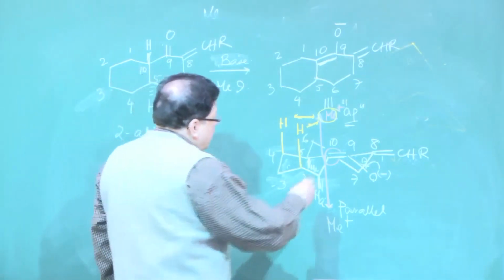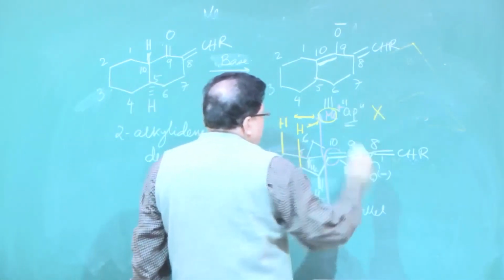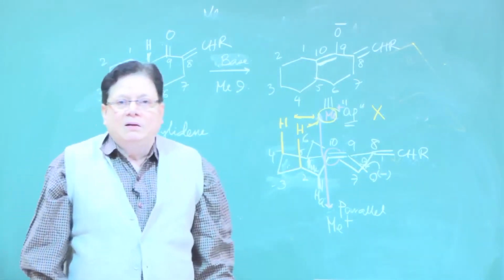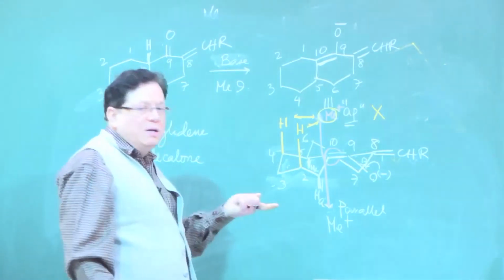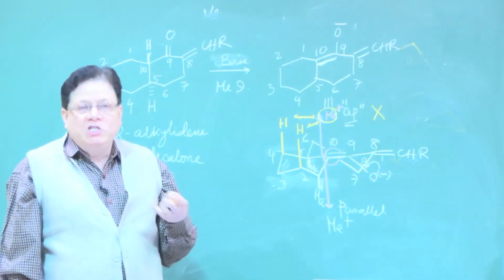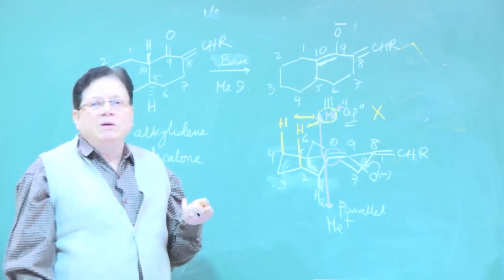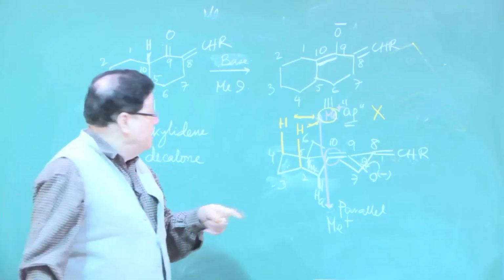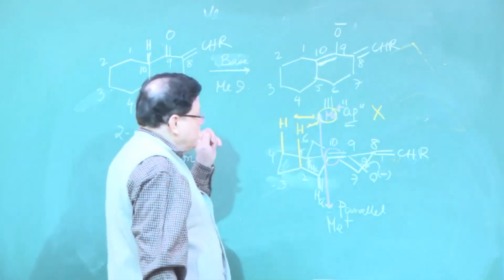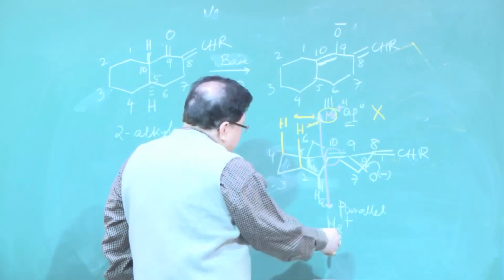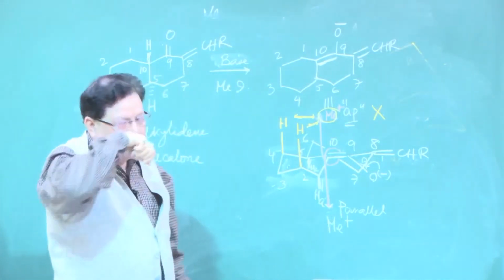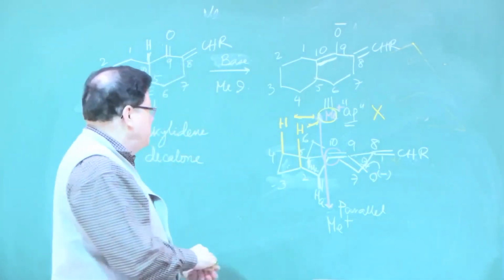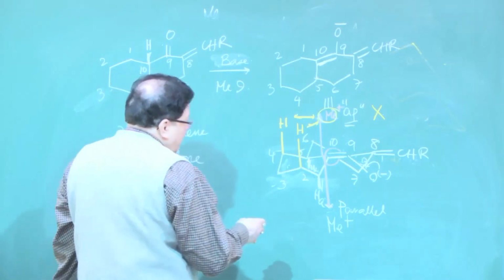Okay. So, that says that the anti-parallel attack will not be favored. On the other hand, it is the parallel attack that will be favored. So, when you decide between anti-parallel and parallel, you just check whether the anti-parallel attack is suffering from any severe 1,3 diaxial interaction or not. In this case, there is this 1,3 diaxial interaction. So, the bottom line is that your methyl is approaching from the alpha face, number 1. Number 2, it will occupy an equatorial position.